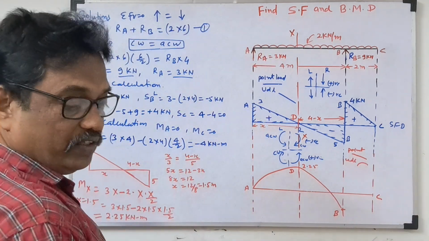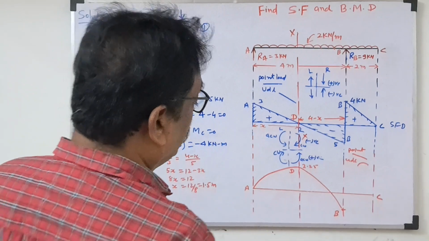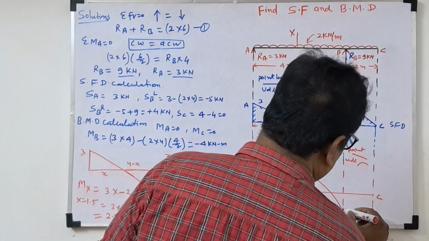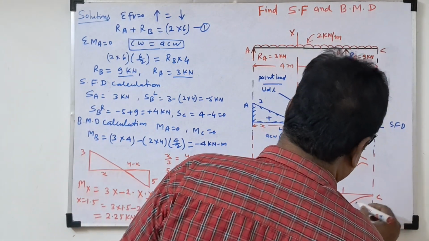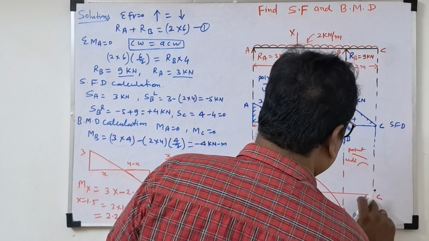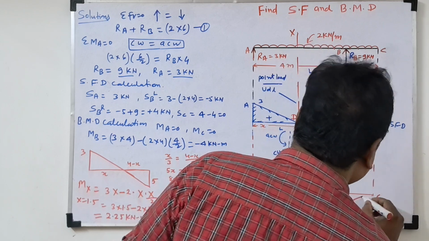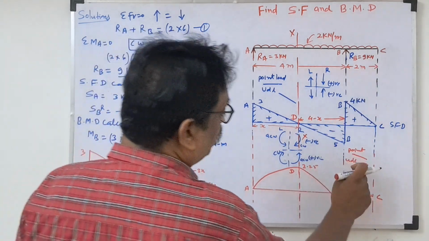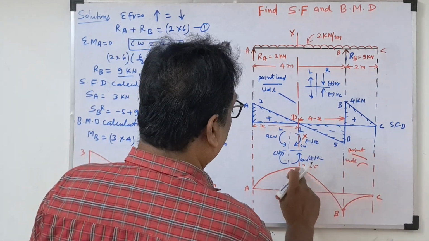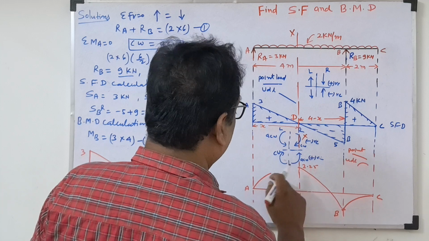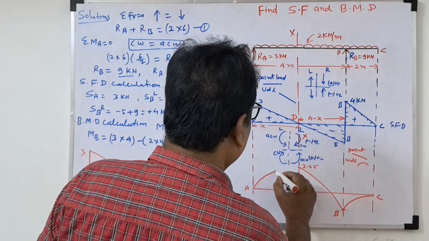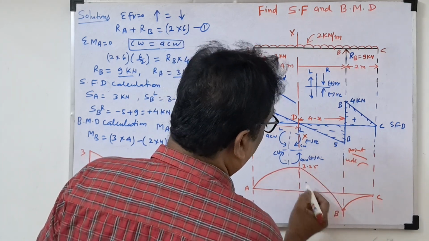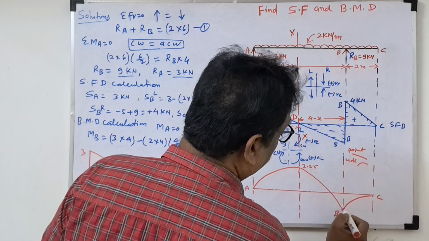Then the bending moment at C is 0. So this is also a curved parabola, because this is the full UDL. UDL means parabola, here also parabola. You can draw it a little sharp. Parabola, this is a curved line.